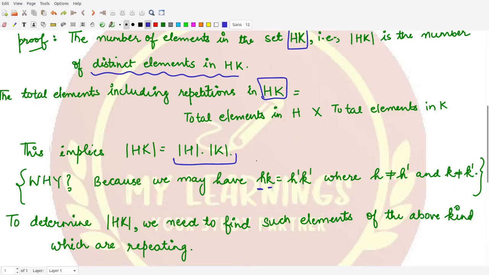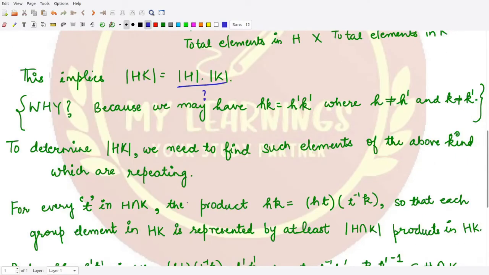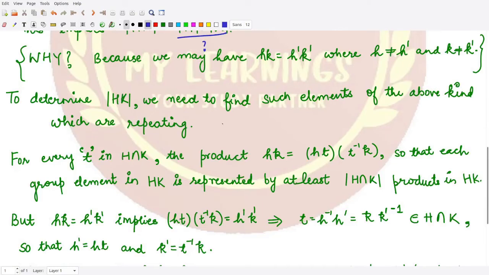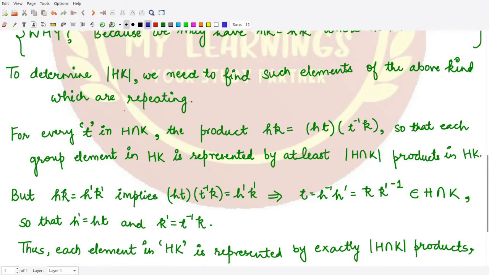So therefore we want to eliminate those repetitions. So basically we have to divide by some number. So let's look for that number. What is that particular number? In order to determine the order of this HK, we need to look for this particular number, right? So we need to find such elements which are repeating in nature. For that, we consider some element which is present both in H and K. That means it is present in their intersection.